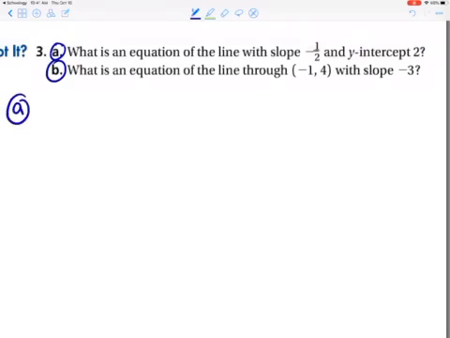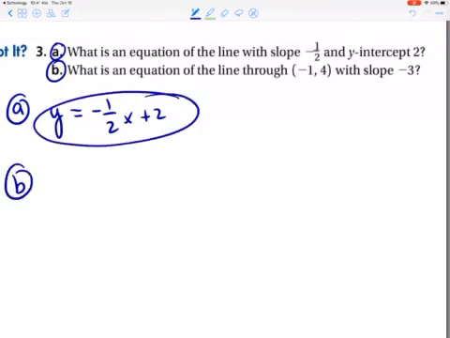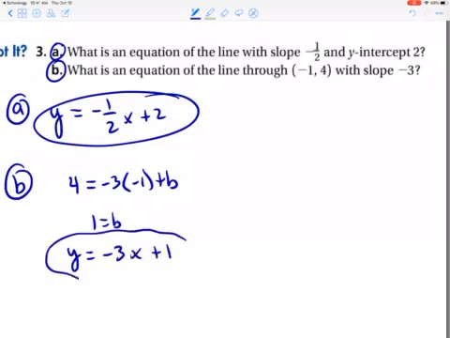Let's look at A. What is an equation of a line with a slope of negative 1/2 and a y-intercept of 2? So I'm going to go straight to slope-intercept form. Negative 1/2 x plus 2. That's A. For B, if I plug that point in, I would get 4 equals negative 3 times negative 1 plus b. That allows me to solve for b. You get b is 1. Your equation then is y equals negative 3x plus 1. You can also use point slope form and get the same equation.